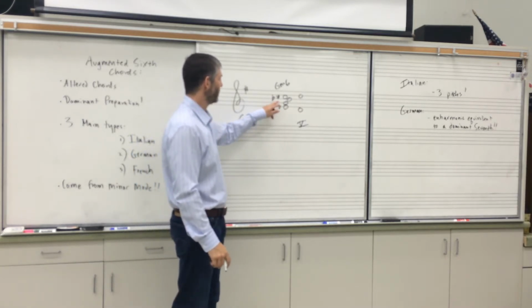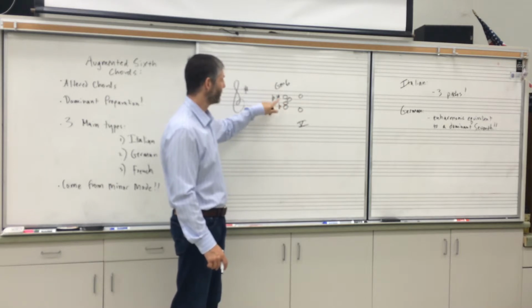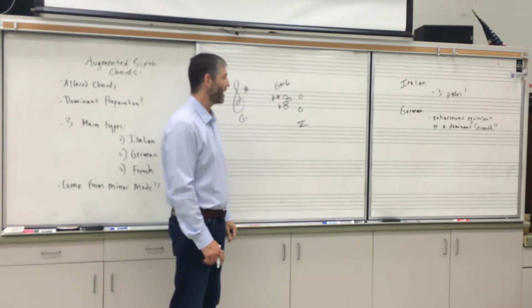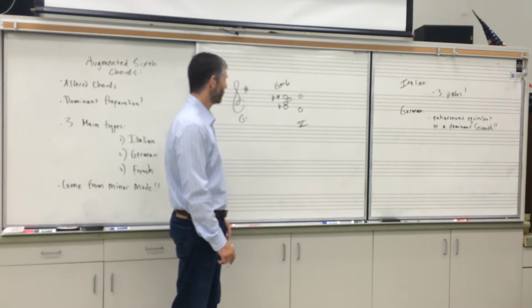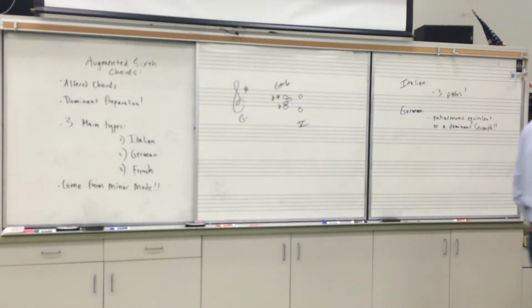E flat, G, B flat is a major triad. E flat to D flat, if I were to rewrite the C sharp as D flat, is a minor seventh. So if you play a German sixth, it sounds every bit like a dominant seventh chord. That wants to resolve.